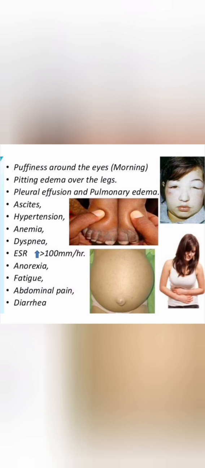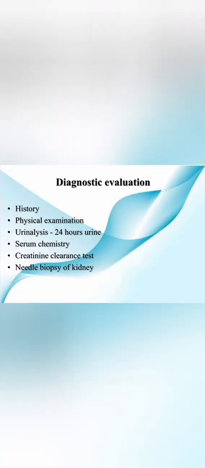Next we move on to the diagnostic evaluation. In diagnostic evaluation, we have to take the proper history from the parents, and then do a physical examination. In physical examination, we have to check whether they have any pitting edema or anasarca. Urine analysis we have to do. Serum chemistry, creatinine clearance tests, needle biopsy of kidney. These are the investigations we have to do for nephrotic syndrome.